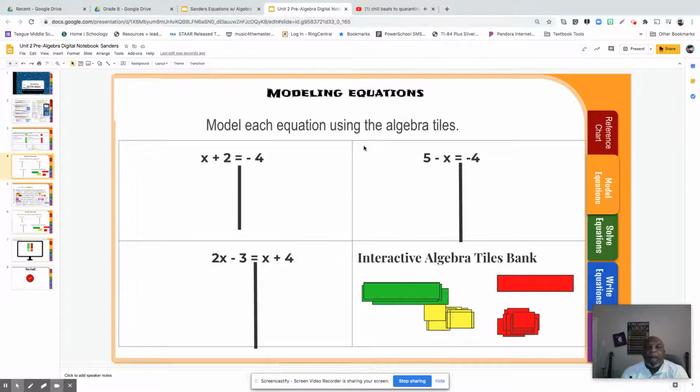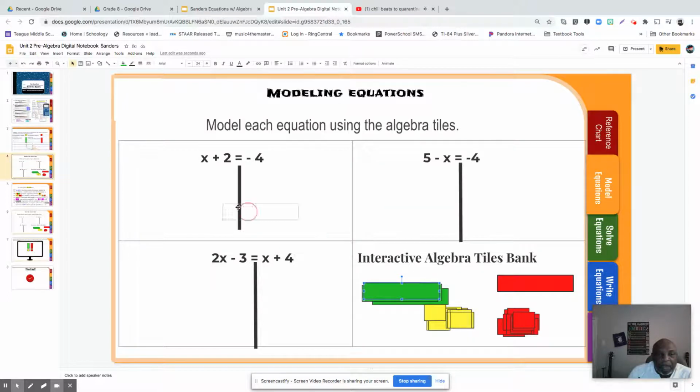Here we're going to model some equations. I know you all talked about equations in 6th grade, and we did it in 7th grade, so we just want to refresh your memory. Let's look at the first one. It says model each equation using algebra tiles: X plus 2 equals negative 4.